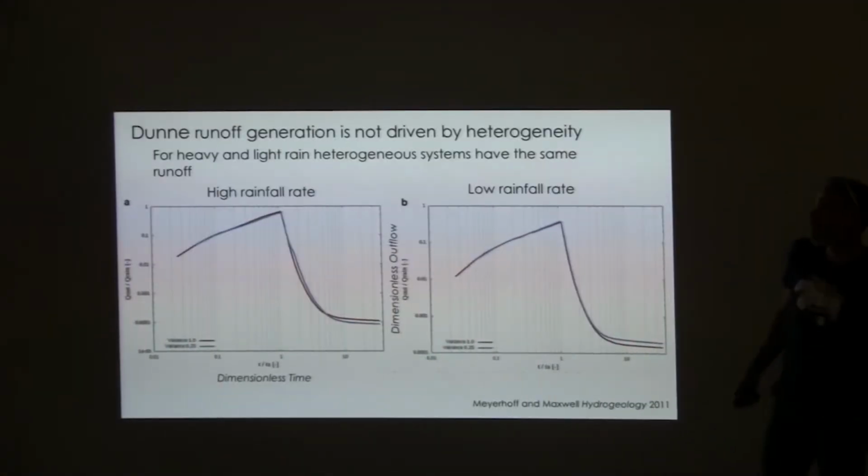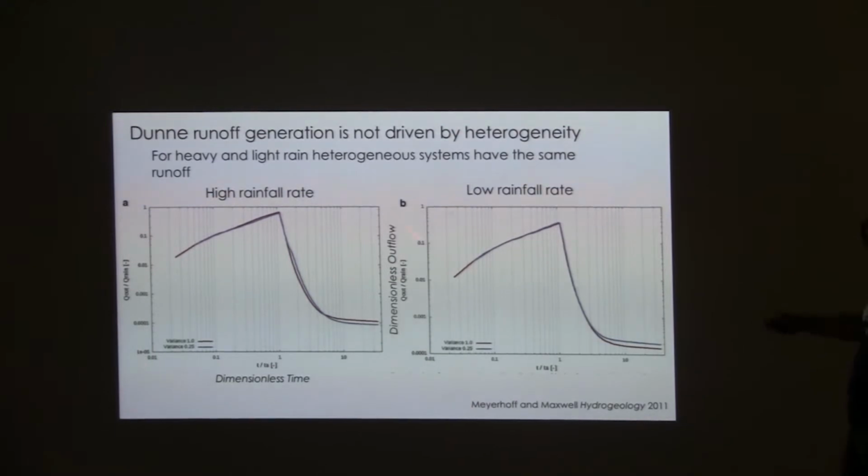And what happens? Now if we look for a high rainfall rate and a low rainfall rate, this is dimensionless time, this is our dimensionless outflow, and the curves, the different colors, are different variances of hydraulic conductivity, and they all collapse on top of each other. So we get completely the opposite behavior. Heterogeneity is running the show for Hortonian runoff, but it's not really playing any appreciable role for Dunne flow.